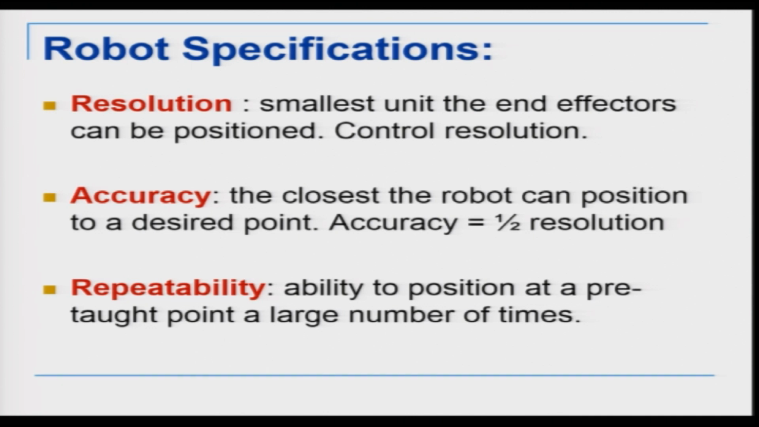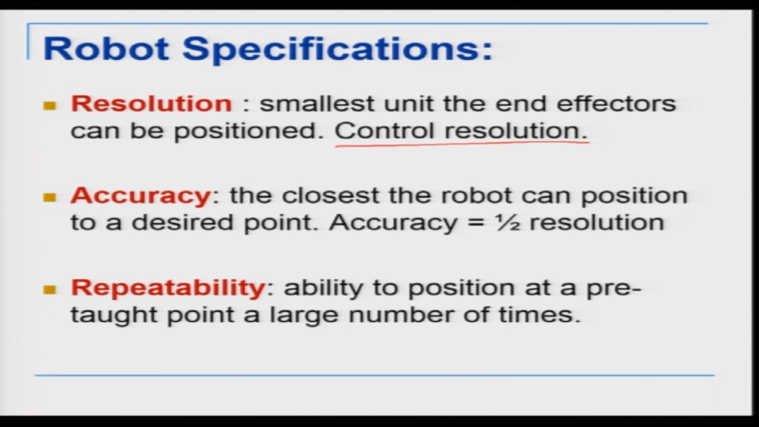That means as far as the control system is considered, let us move on to the robot specifications. How do we specify a robotic system? So in terms of the resolution, these are three terms that are used. Resolution is the smallest unit the end effector can be positioned in space, and this is essentially called my control resolution.